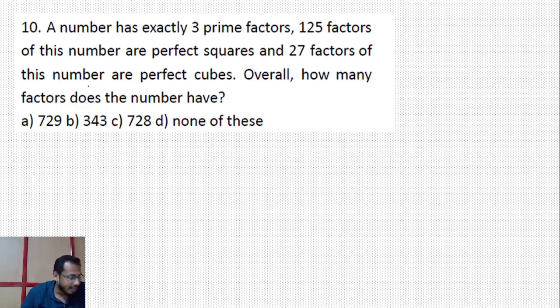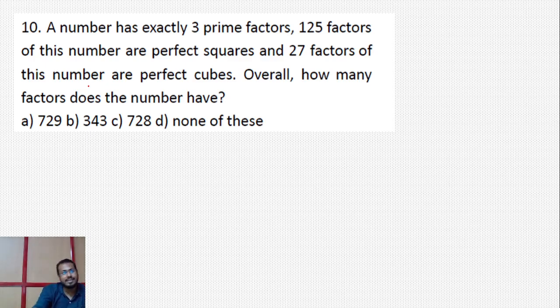A number has exactly 3 prime factors. Okay, this is a most important question. Please listen. 3 prime factors. 125 factors of this number are perfect squares, and 27 factors of this number are perfect cubes. Overall, how many factors does the number have? Perfect squares and perfect cubes. Already I told you, if it is a perfect square, there is a chance of an odd number of factors, 5 factors, 3 factors. Okay, that is a chance.